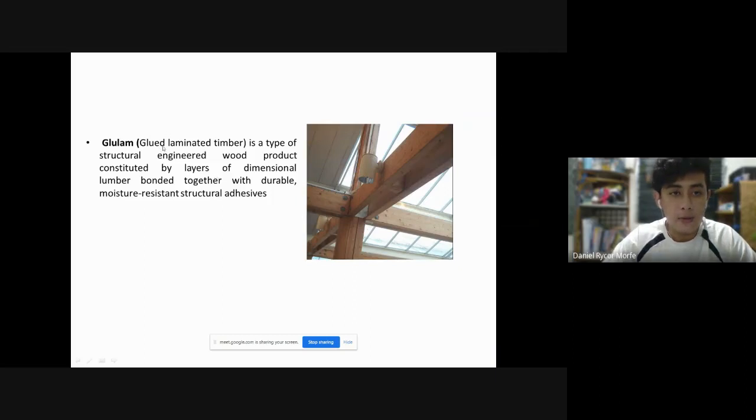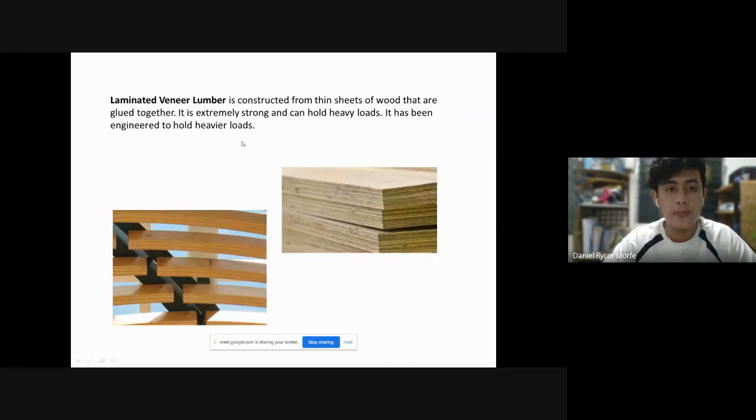Next is glulam, or glue laminated timber. It is a type of structural engineered wood, a product constituted by layers of dimensional lumber bonded together with durable, moisture resistant structural adhesives. Next is laminated veneer lumber. It is constructed from thin sheets of wood that are glued together. It is extremely strong because many layers of wood are pressed together, like in books, the more pages, the harder it is.